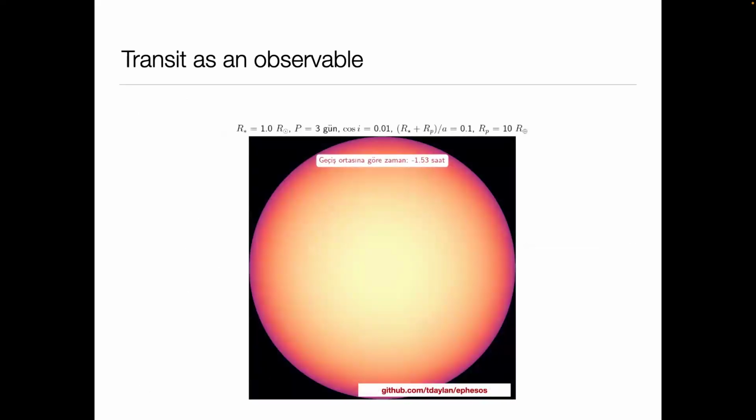Why is it important that you know the transit probability? I mean, either it happens or it doesn't. You either observe it or you don't.